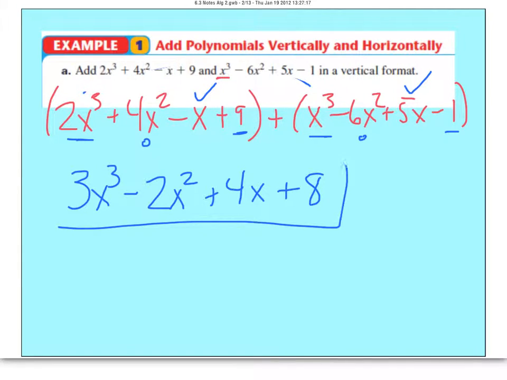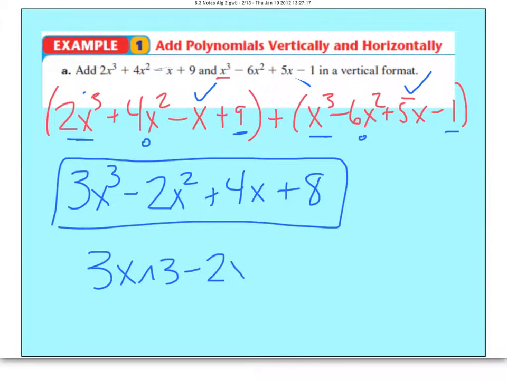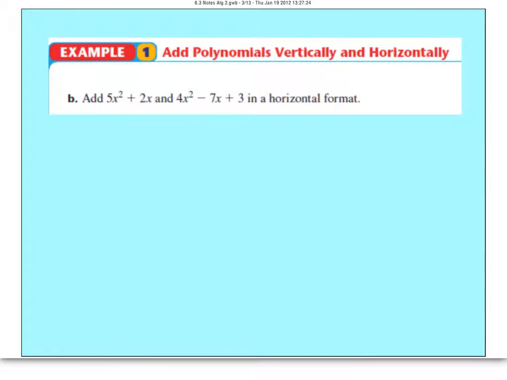You do want to write these in standard format. When you type them into Schoology, you're going to do 3x caret 3 minus 2x caret 2 plus 4x plus 8, and you do not use spaces. Let's do another one for adding, and we're going to ignore the horizontal versus the vertical format method. We're just going to add them together.